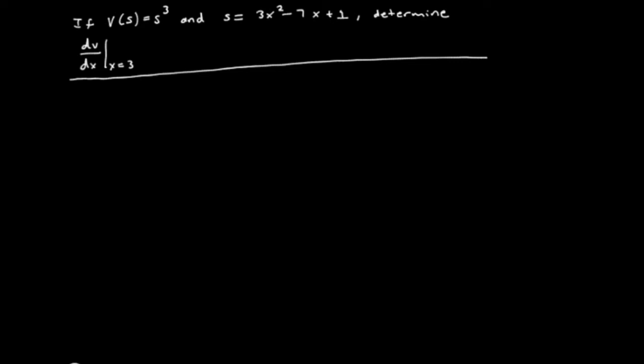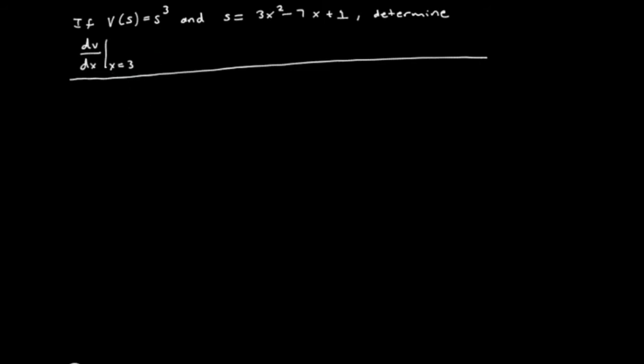Alright, here we're going to take a look at another question that has an application of the chain rule. So if v of s is equal to s cubed and s is equal to 3x squared minus 7x plus 1, determine the derivative dv with respect to dx when x is equal to 3.